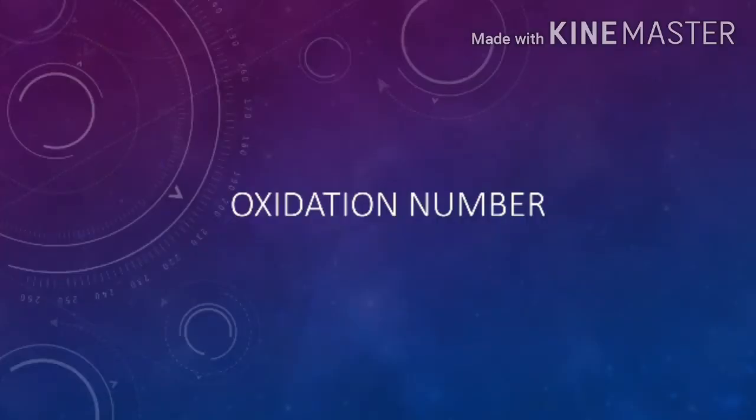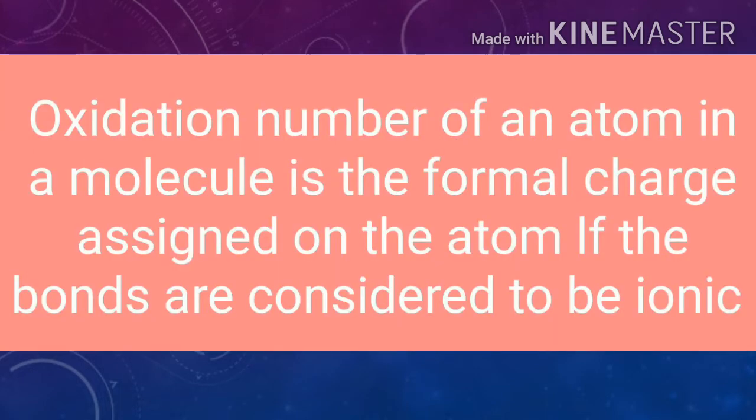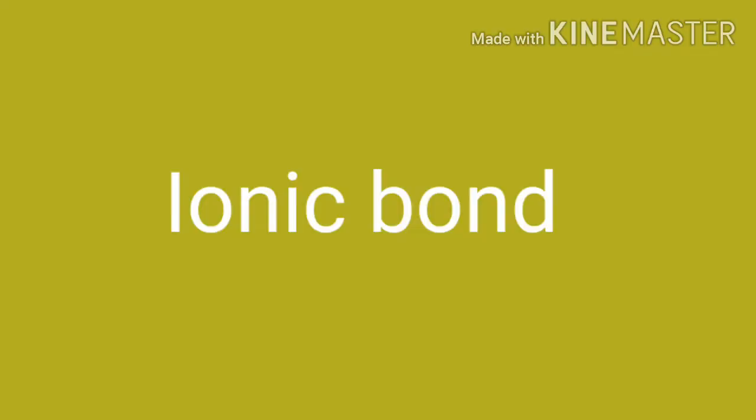Everyone, in this video we are going to discuss oxidation number. We can simply define oxidation number as the formal charge assigned on the atom if the bonds are considered to be ionic. Then what are ionic bonds?